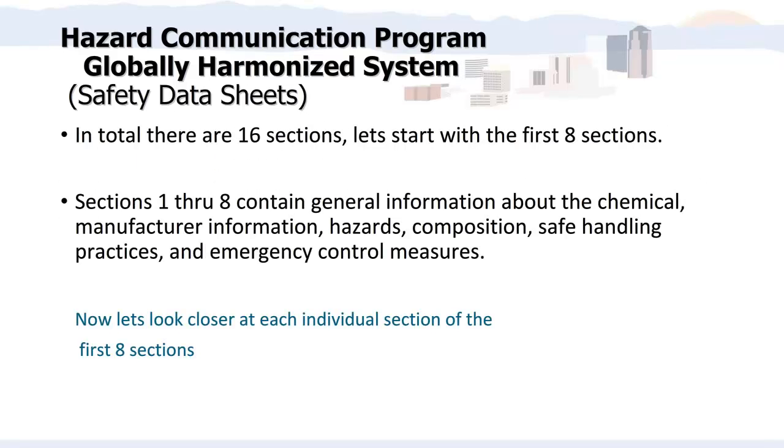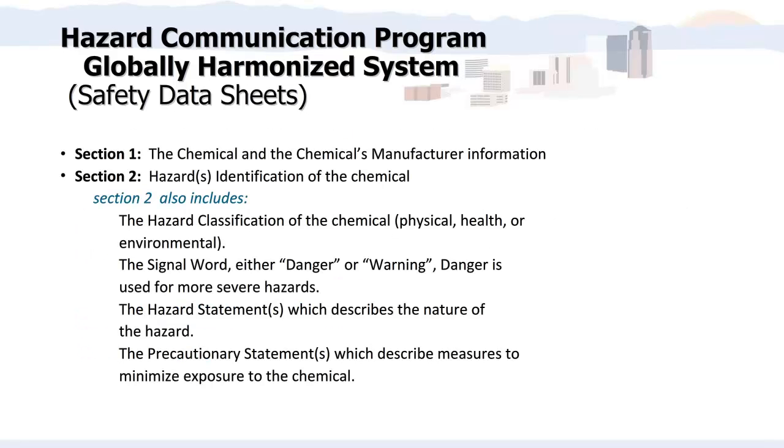We just mentioned there are a total of 16 sections in a GHS safety data sheet. Sections 1 through 8 are for general information and sections 9 through 16 are for technical information. We will look at each individual section. Let's start with sections 1 through 8. Section 1 of the globally harmonized system has the chemical name and the manufacturer information.